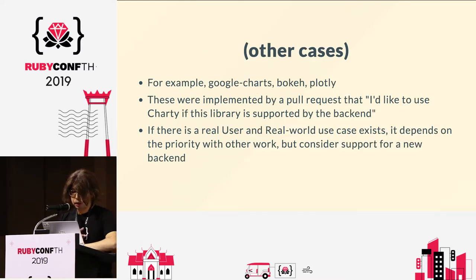Other cases. For example, Google Charts, Bokeh, Plotly, these were implemented by pull requests from people who said they'd like to use Charty if this library is supported by the backend. If a real user and real world use case exist, it depends on the priority with other work, but consider support for a new backend.